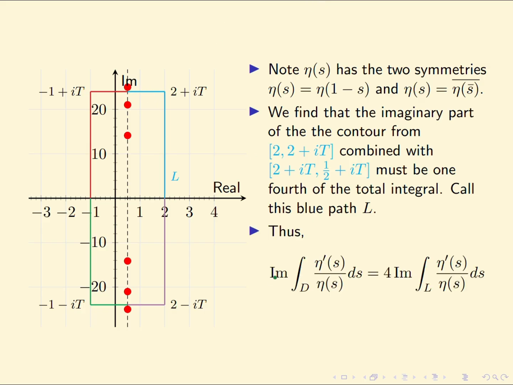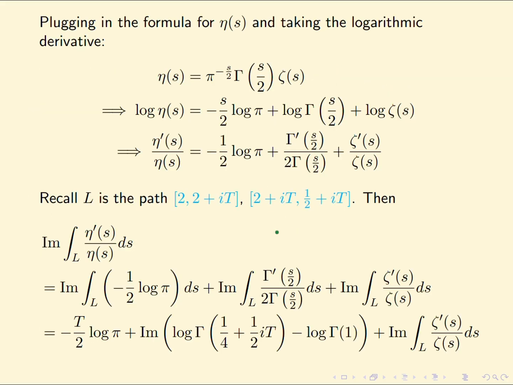Okay, and that's what I'm saying here. So the imaginary part of the integral over D of eta prime of s over eta of s, which is what we were trying to figure out before, is equal to 4 times the imaginary part of the same thing, but over L instead of D. And then now we can do some math. We plug in the formula for eta and do the logarithmic derivative. So take the log of both sides first, and then take the derivative of both sides. Then I take the imaginary part of the integral over L of this, and replace the eta prime of s over eta with this formula. And that gives you these 3 terms. So just split up the integral into 3 integrals.